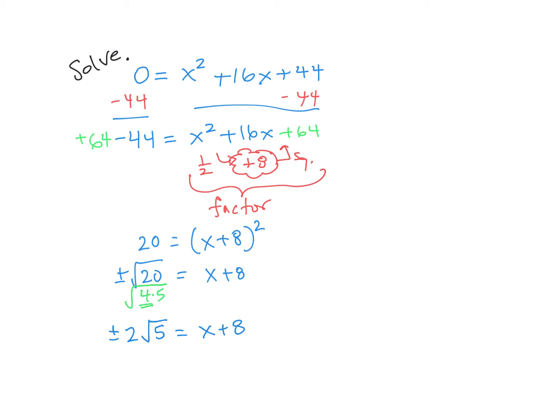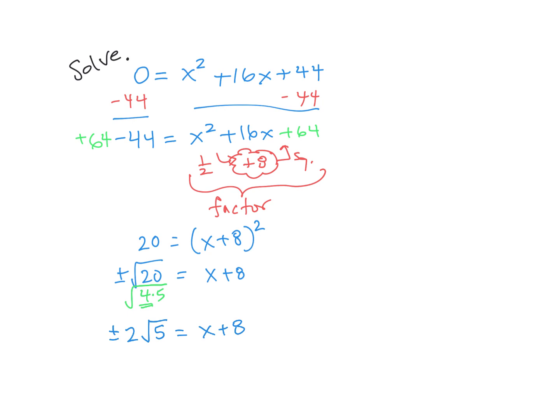So 20 is not a perfect square, but it does have the perfect square factor of 4. 4 times 5 is 20. And since 20 can be written as the square root of 4 times the square root of 5, I can simplify the square root of 4 as 2. I'm bringing out that 2 as plus or minus 2 times the square root of 5. That is not a perfect square and doesn't have any perfect square factor, so it has a life sentence there in radical prison. So plus or minus 2 square roots of 5 equals x plus 8.